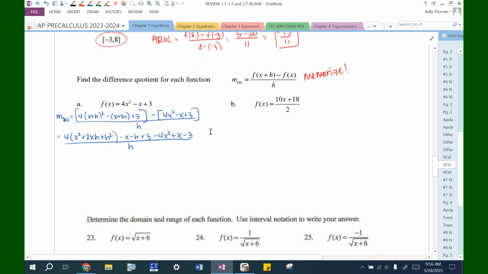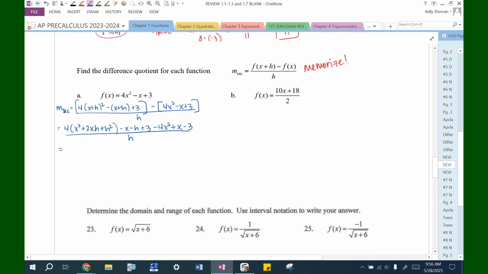the calculus exam. Okay? Now distribute the 4 through. 4x squared plus 8xh plus 4h squared minus x minus h plus 3. Maybe you've canceled some of this out already. That's okay too. Anything without an h should cancel. So positive 4x squared minus 4x squared, minus x plus 3 minus 3.